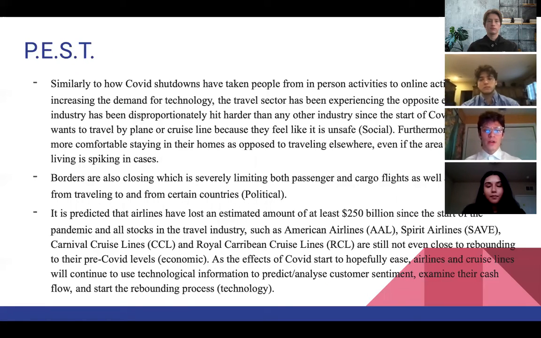The political effect is that because borders are closing, both passenger ships and cargo ships are being limited as to where they can travel to and if they can go in and out of certain countries.